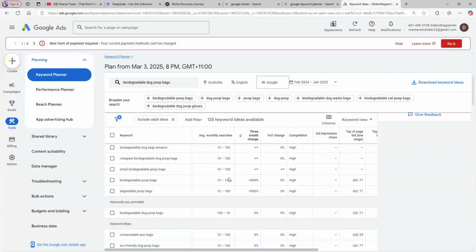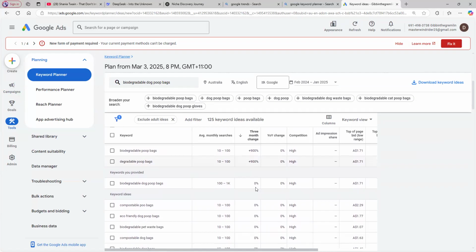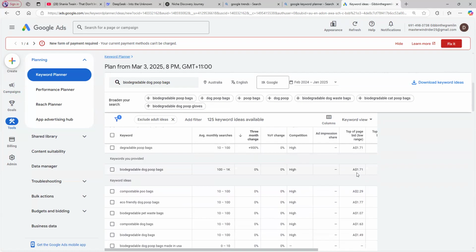And we're still, here we go, on the rise. Biodegradable poop bags. There you go, 10 to 90%, 900%. This actually would be something that you could add to a store. Because look, 100 to 1,000 people are looking for this on an average monthly search. And the price isn't too bad.